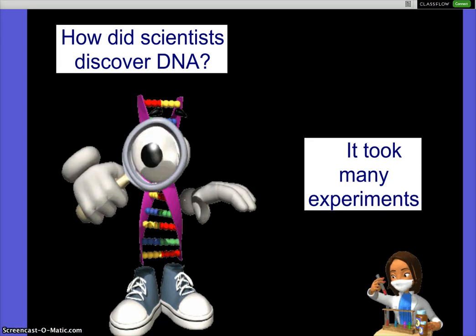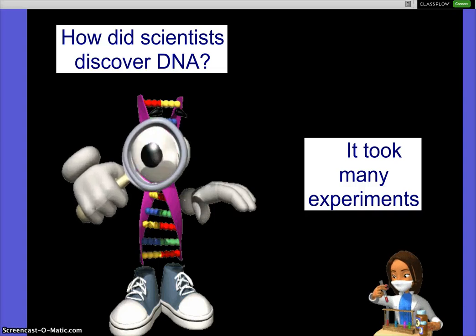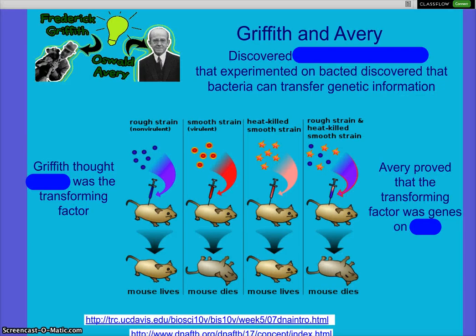There was a couple of scientists that did amazing work, and we have to give them credit for their discovery, so we're going to go through a couple, okay? And I have pictures of all of them for you. So this is Griffith and Avery. He's called Frederick Griffith, and the other one is Oswald Avery.